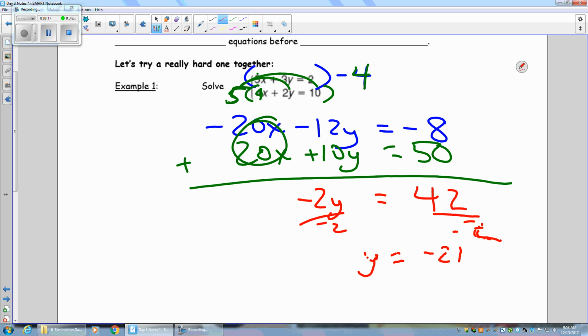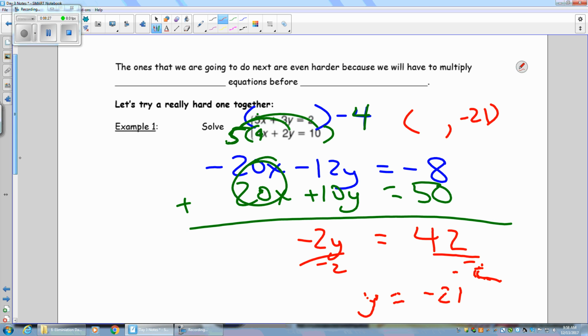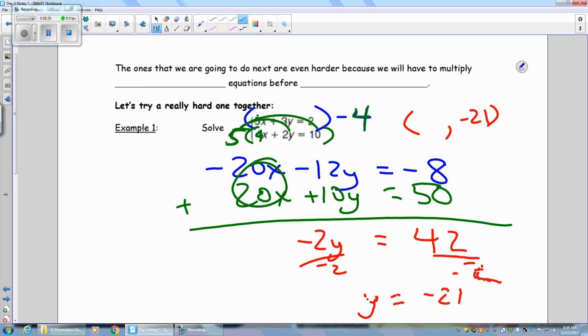But that's okay. I just got to take that and plug that back in. So what did I just do? I found out that y was equal to negative 21. I just multiplied both equations. So that's what this is stating right here. We'll have to multiply both equations before adding.